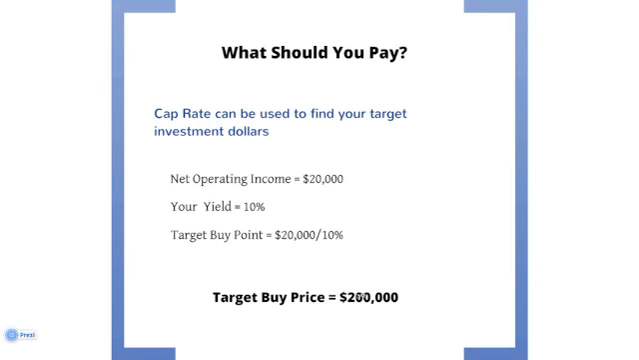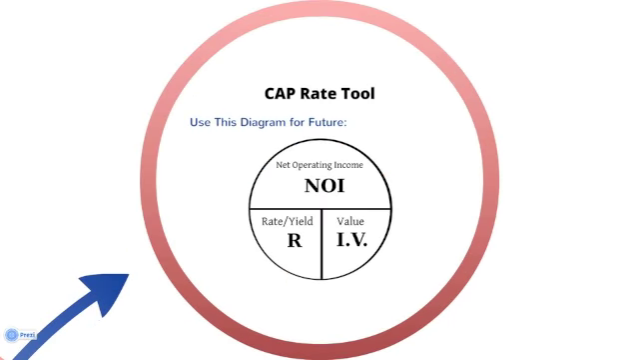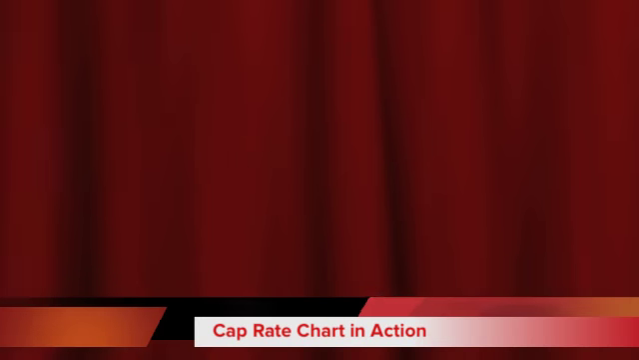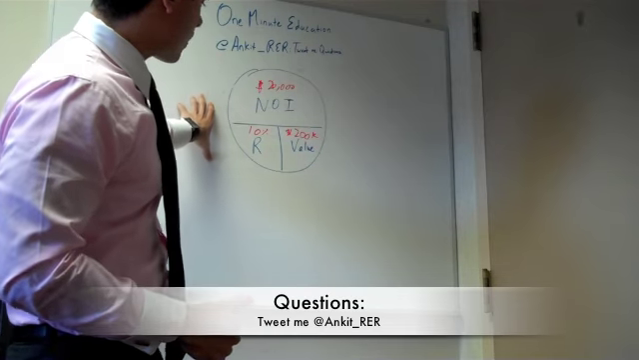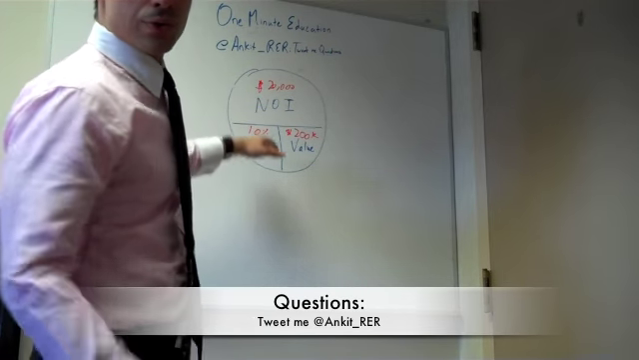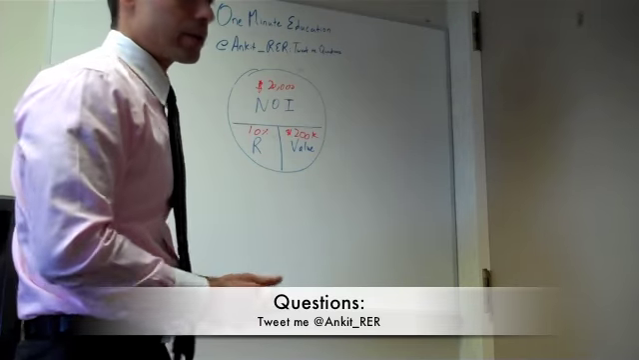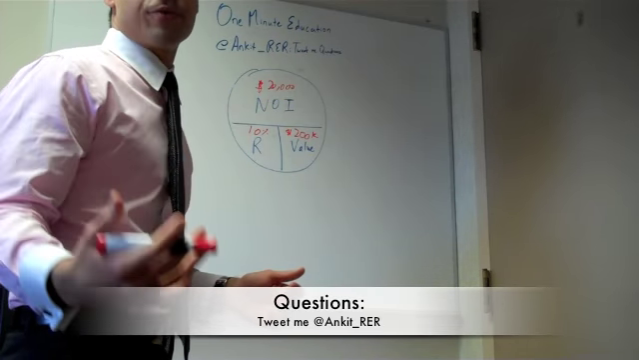All right, that's a lot to remember sometimes. So this is actually a really cool tool. This is the cap rate circle, which is NOI divided by the rate yield divided by the value. We're going to talk about the cap rate chart today that you can use as a great tool if you forget how to calculate cap rates or if you want to look for how much to pay for something.